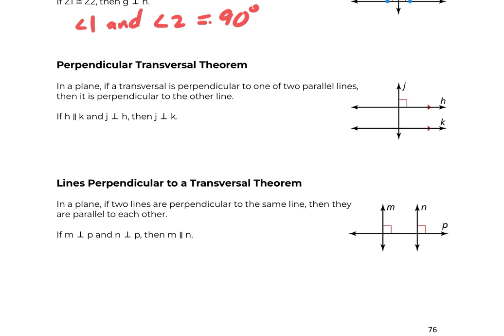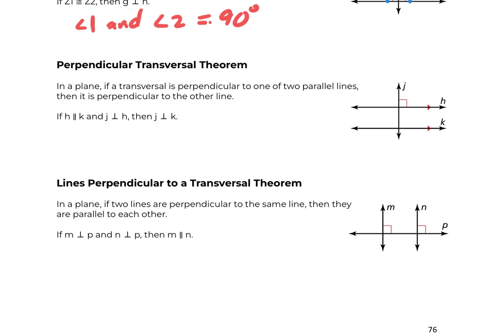What's this telling us? It's perpendicular to H, okay? So if H and K are parallel and J is perpendicular to H, then what do you think J and K's relationship is going to be? It's also going to be perpendicular, right?